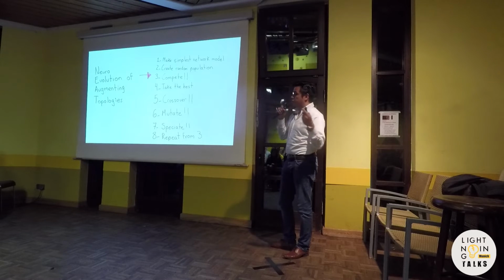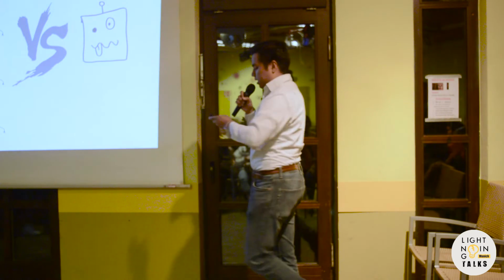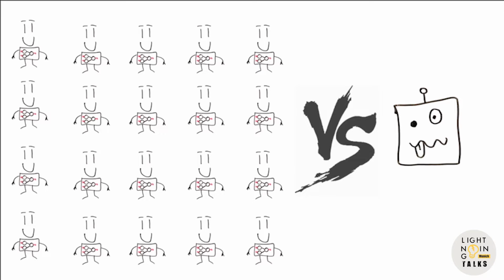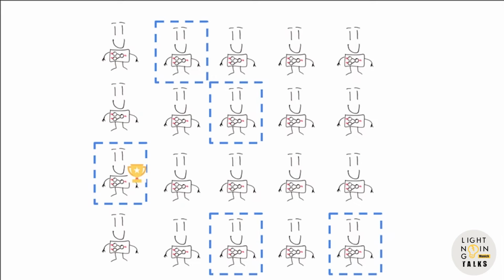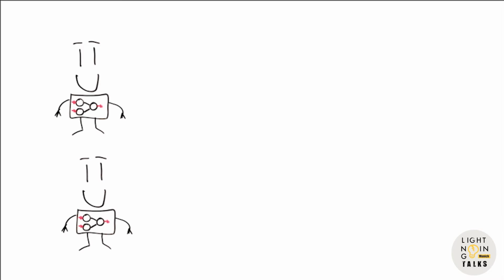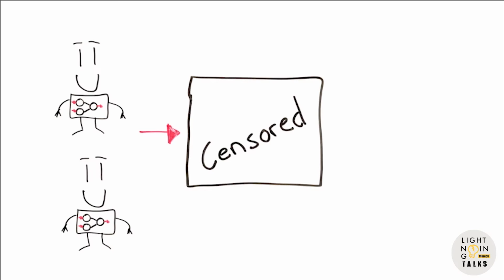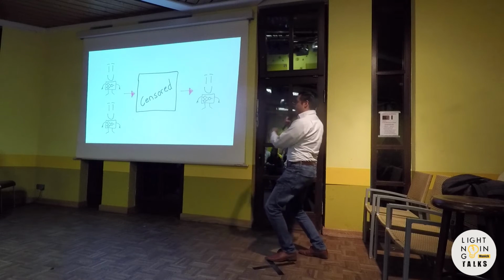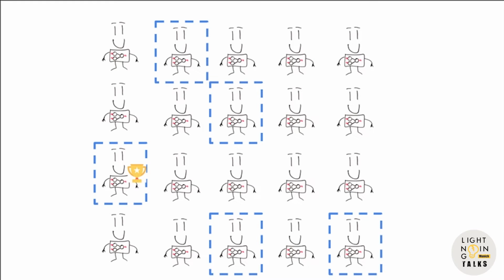Then we put them to compete. In my case, I made them compete against a really stupid robot that picked random moves in the game, and all of them had the chance to play against him. Then we take the best. We choose the best-performing networks and kill the other ones because we don't need them. After that, we do crossover, because we need to make the population grow again. We take two neural networks and cross them, and we get a new neural network. With that, we're able to fill the whole population again.